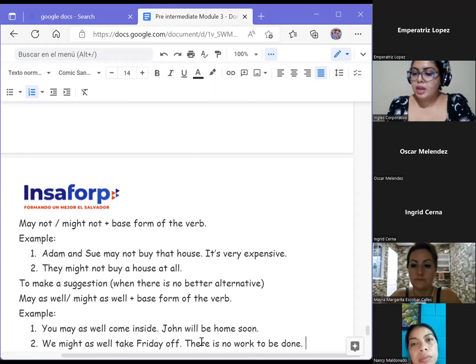Then in this case, if we don't have another chance or another option to do something. So in that case, when we have like no option to do something, like in the first one, you may as well come inside. John will be home soon. Podríamos decirlo, tú también puedes entrar o tú puedes estar dentro de la casa. John va a estar aquí dentro de poco. No tenemos otra opción porque necesitamos hablar con John, maybe. And in that case, we need to wait inside the house.